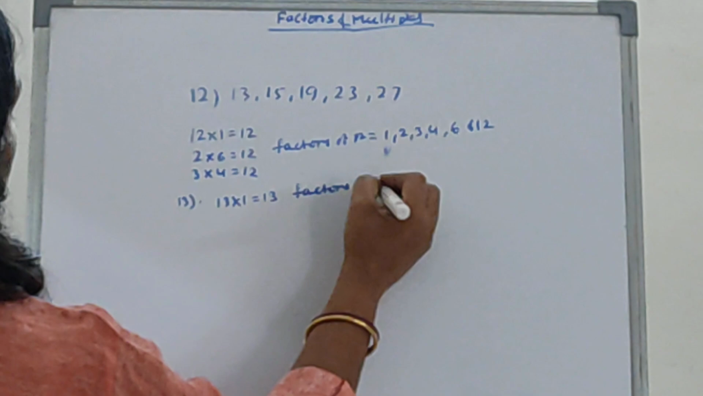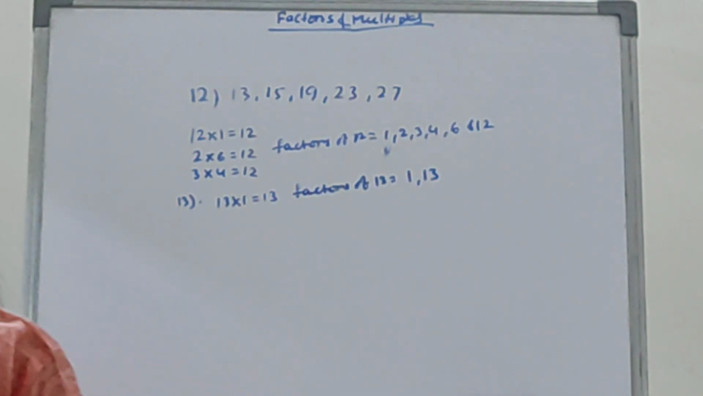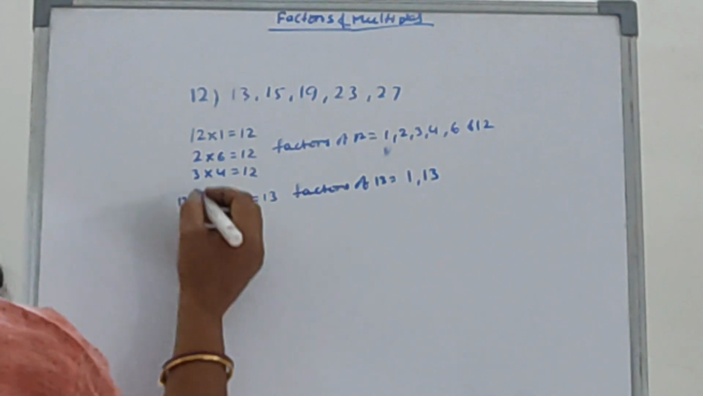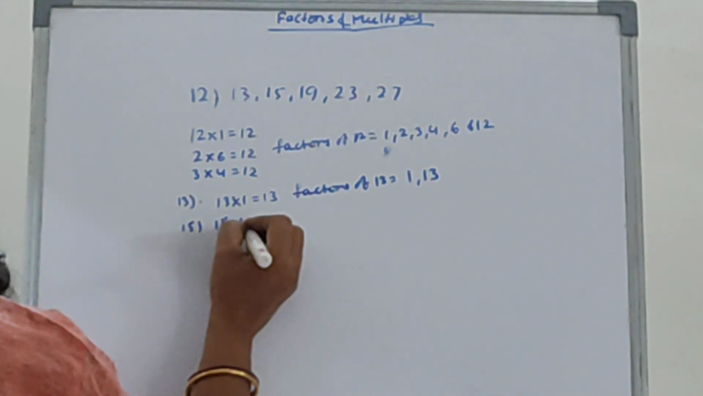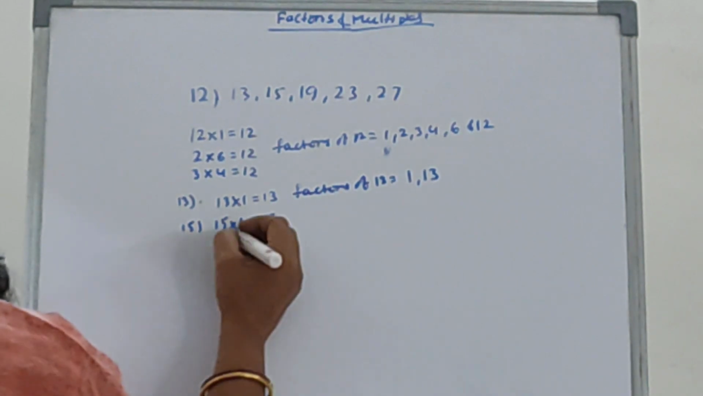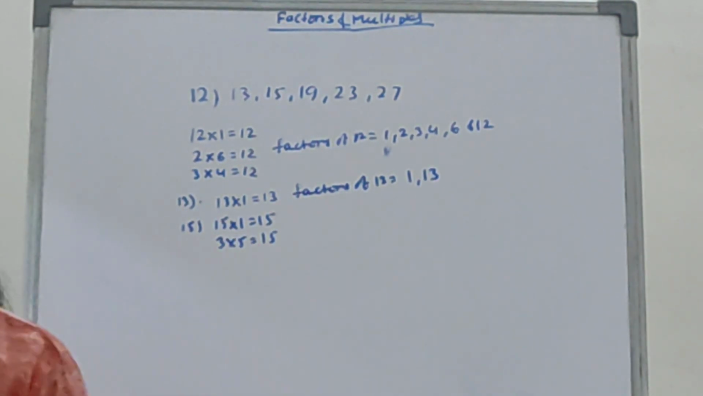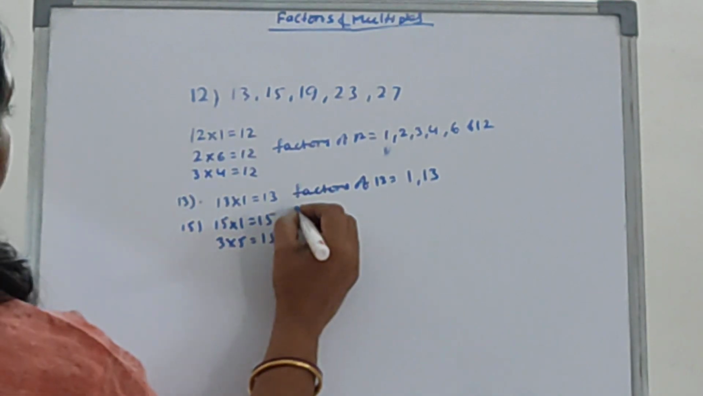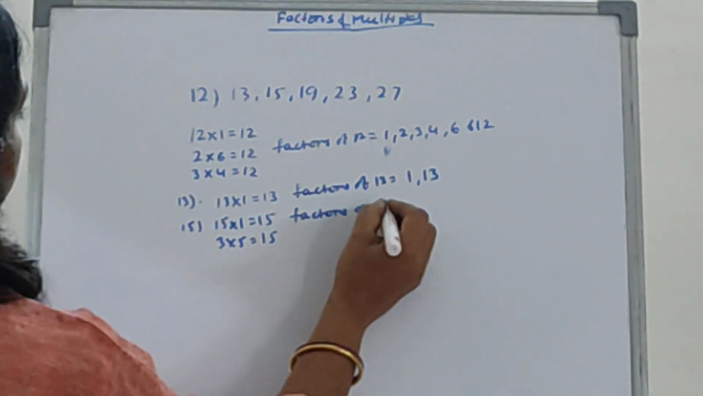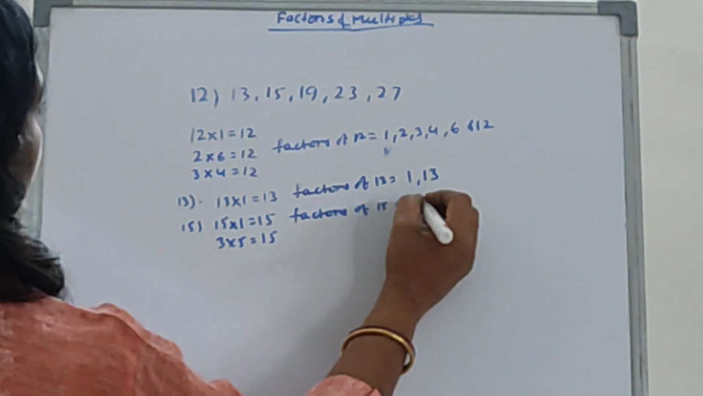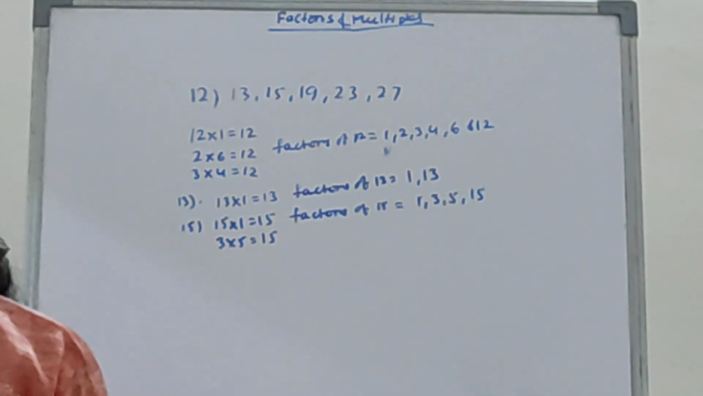So factors of 13 is what? 1 and 13 itself. Now second, what we will do for 15. So 15, 1 times 15. Now 3 times 5 is 15. So how many factors? Factors of 15 equal to what? It's 1, 3, 5 and 15 itself.